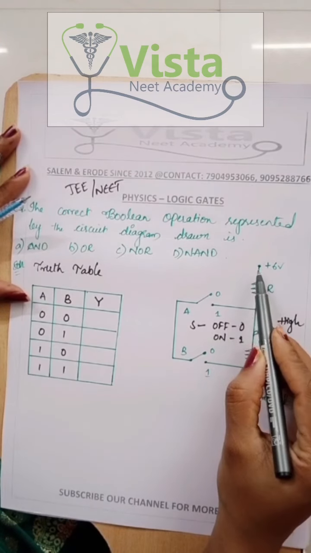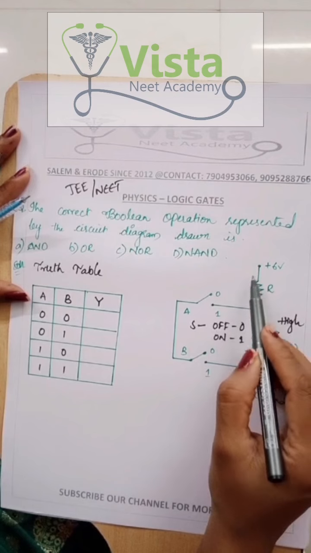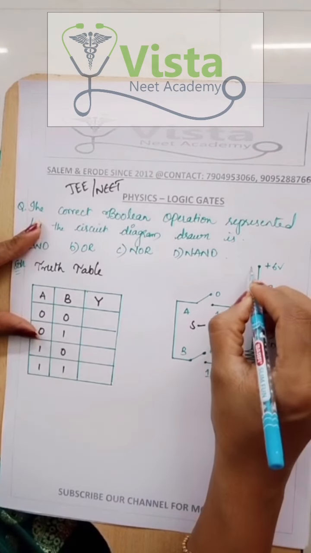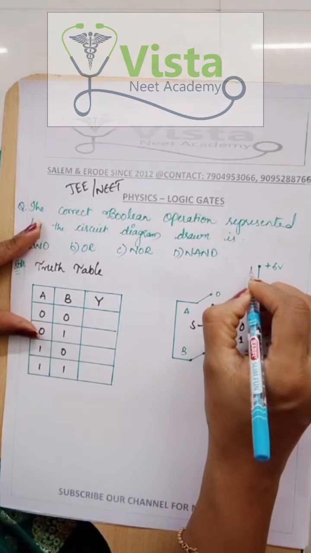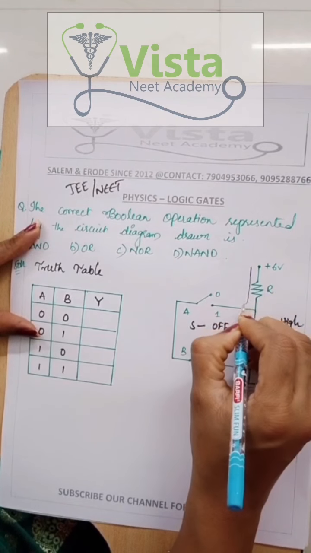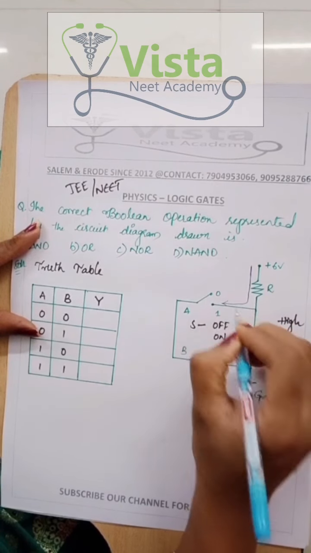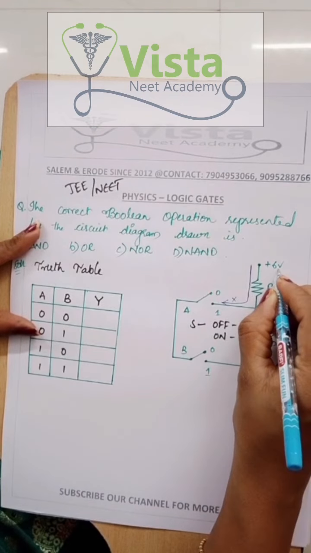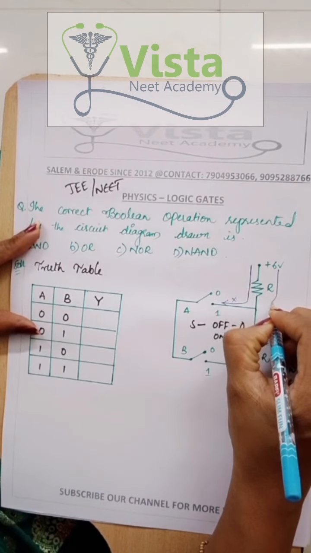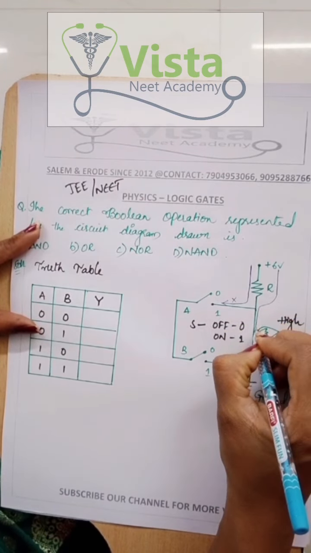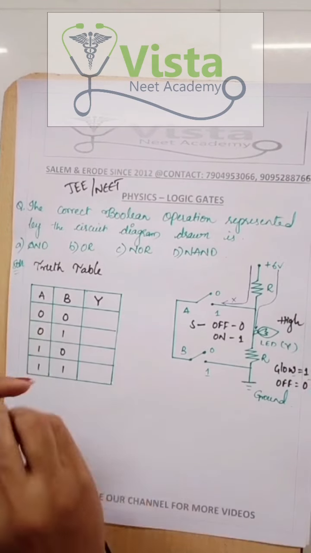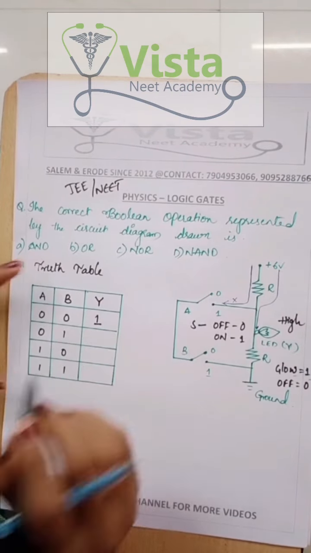Let us check out the current path. Always we need to think that the current will be flowing towards the low resistance value. Now, if we take the current path from the 6 volts towards the switch A, here the switch is in off position, so current will not pass. It will choose another path, that is from 6 volts to resistance, and it passes through the LED. Now the bulb will be glowing. So the answer here, output will be equal to 1.